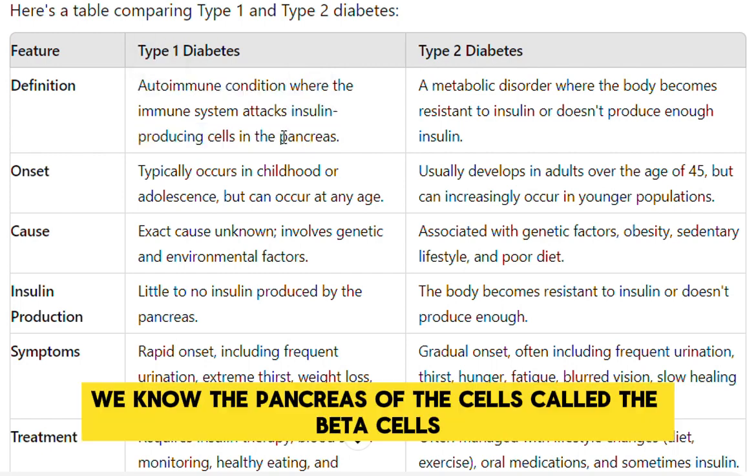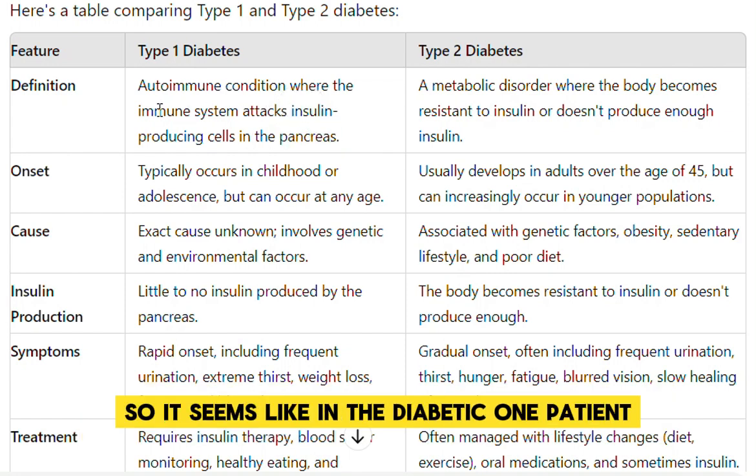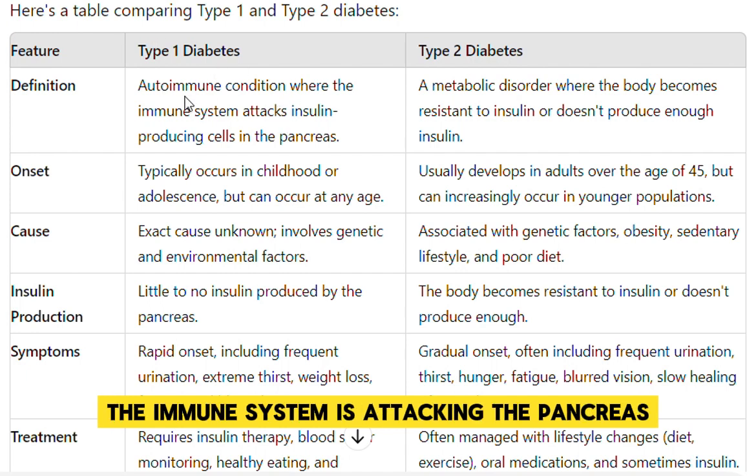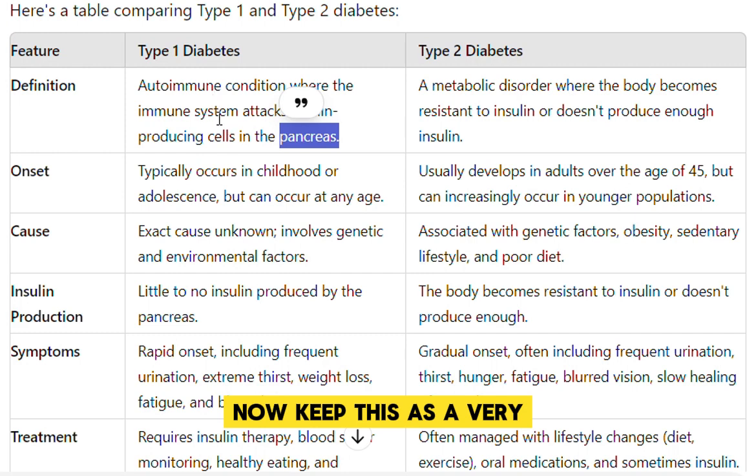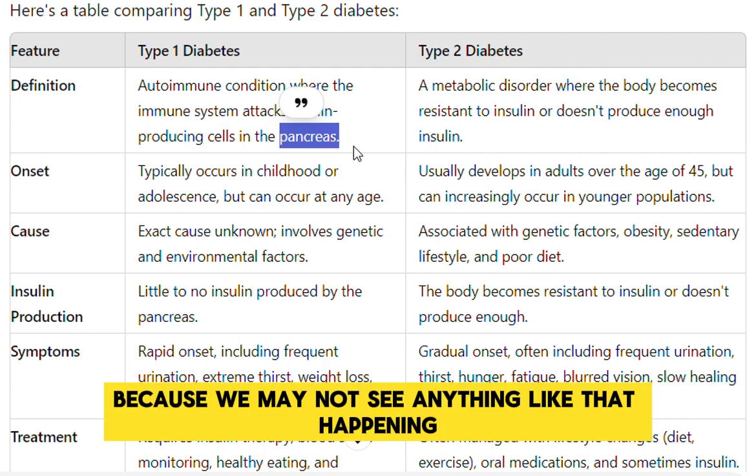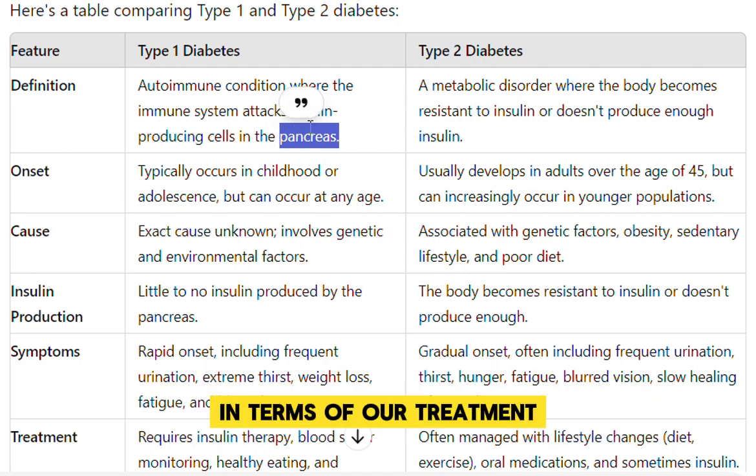Of course, we know the pancreas has these cells called the beta cells which produce insulin, and so it seems like in the diabetic 1 patient the immune system is attacking the pancreas. Now keep this as a very important note, because we may not see anything like that happening in terms of our treatment.